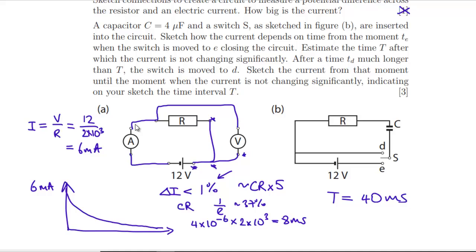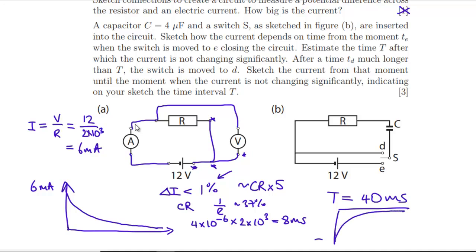So after time T_D, much longer than T, the switch is moved to D, right? So we've charged up the capacitor. Our current isn't flowing anymore. We flick the switch over to D. We discharge the capacitor through the resistor. So now we have to sketch the current again. It's going to now be going that way.